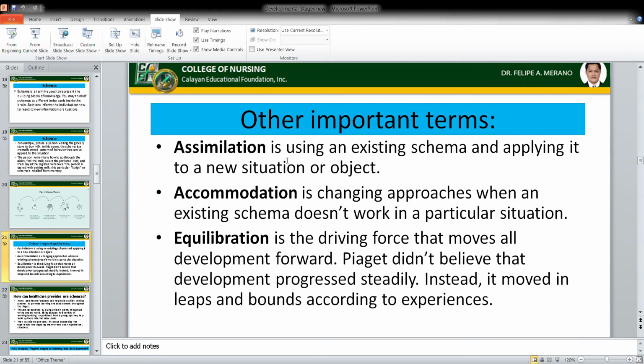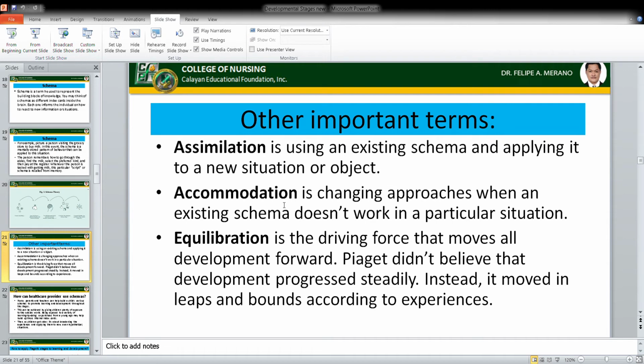There is assimilation. Assimilation is using an existing schema and applying it to a new situation or object. It means if you have a previous existing experience or schema, then you will apply it again if that is acceptable or positive, or if there is a good output on those experiences.